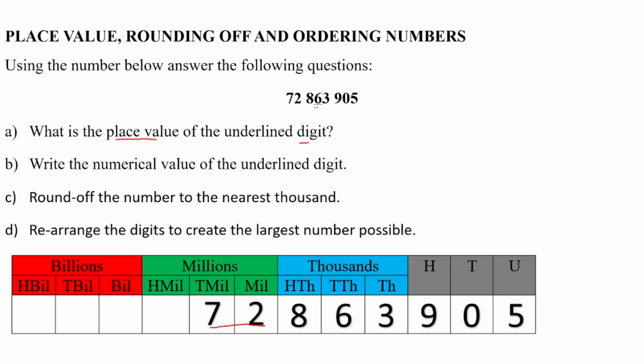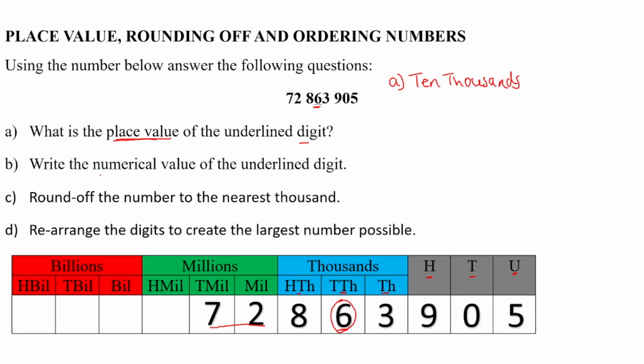Then the first question says, what is the place value of the underlined digit? So what is the place value of 6 here? Okay, if we look at our place value table, we can see that 6 is in the 10,000s, right? These are the ones or the units, the tens, the hundreds, and then we have the thousands, then 10,000s, then 100,000s. Okay, right? So 6 is in the 10,000s. That's the answer there. Please take note the difference between question A and question B. Question A says, what is the place value? So where is the 6 in this case? Okay, it is under the 10,000s.